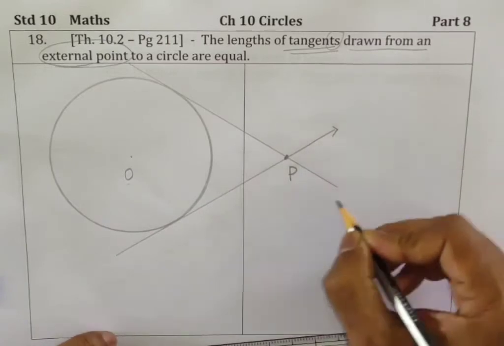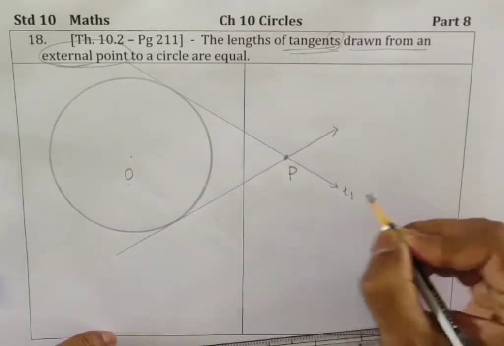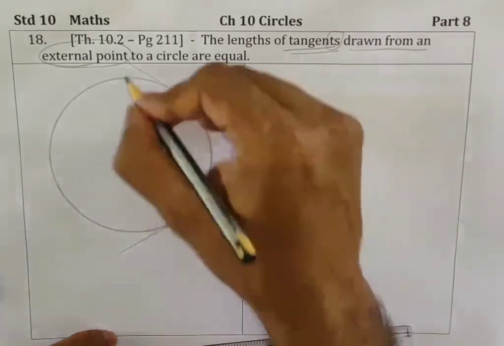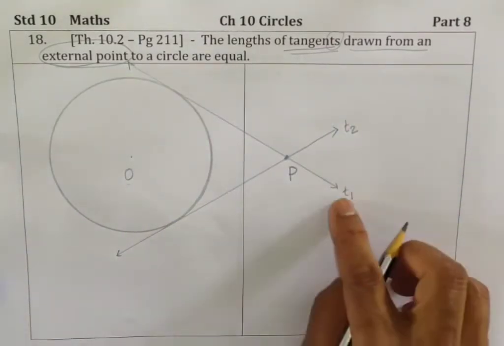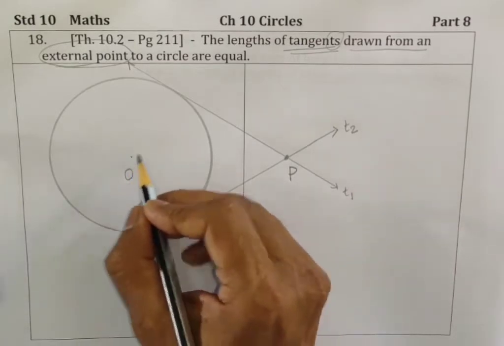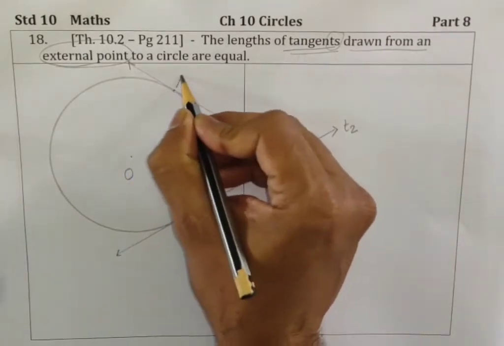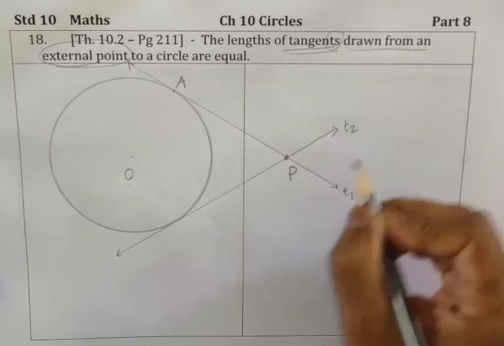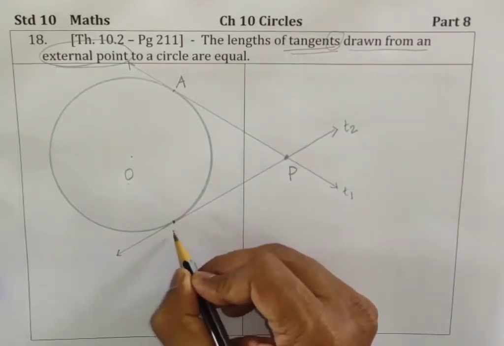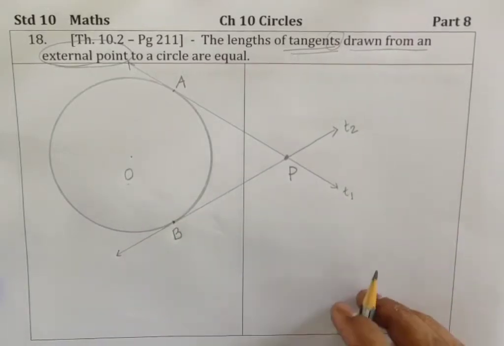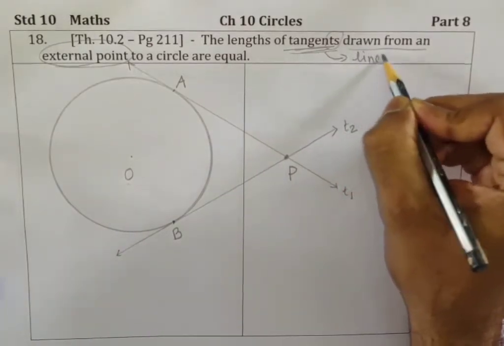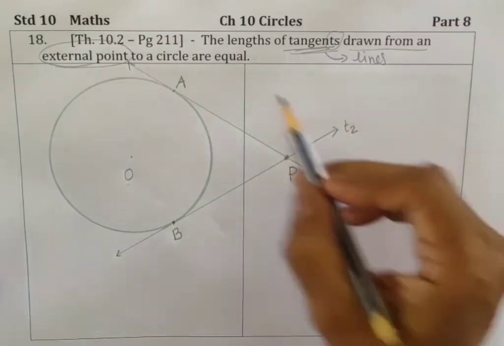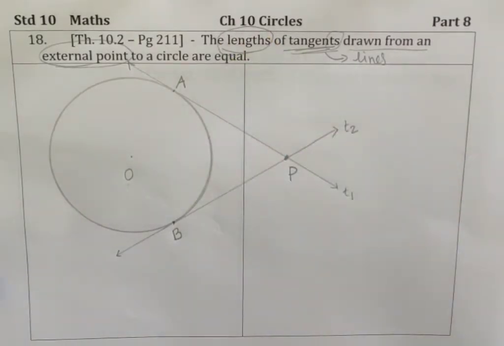Alright? T1 and T2. They are two tangents. Okay? T1 touches the circle at point A. T2 touches the circle at point B. Children, what do you mean by tangents? Tangents means lines. And lines cannot have length. Line की length नहीं हो सकती है.